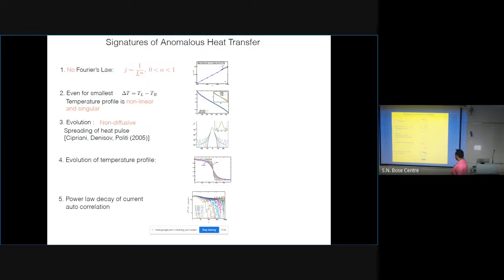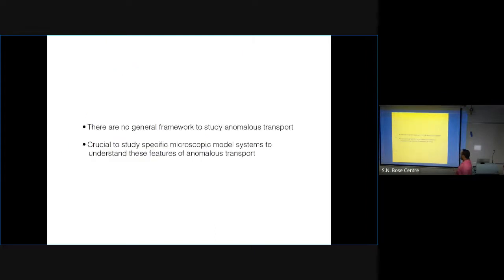And the last characteristic is that the current correlation in equilibrium has a power law decay with time, and that is the main signature which causes many of these behaviors. But these are also independently observed. So these are the main signatures of anomalous transport, among many others. But there is no general framework to study anomalous transport in varied systems, and that is why it is crucial to study specific microscopic model systems to understand these features.